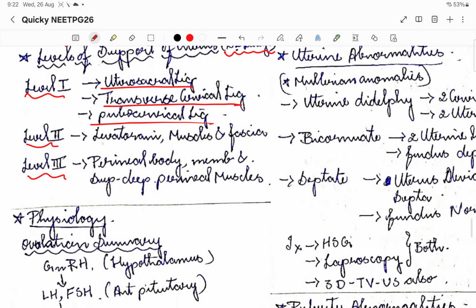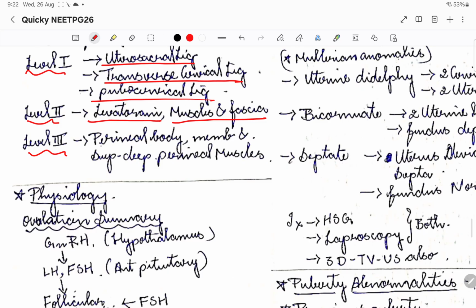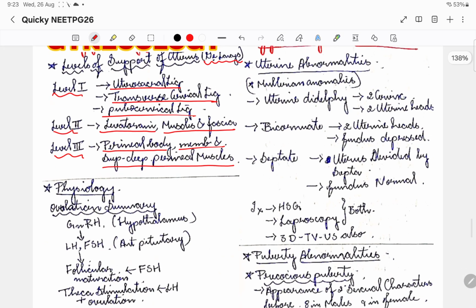Then the second level will be the levator ani fascia and the muscles and the fascia around it. Then level 3 of support will be the perineal body and the muscles that form the perineal body, the membrane, and the superficial and deep perineal muscles. These are the levels of support.